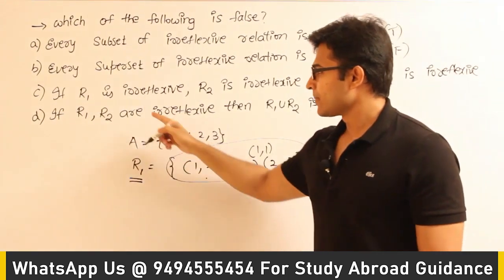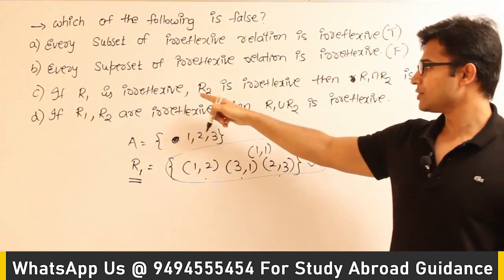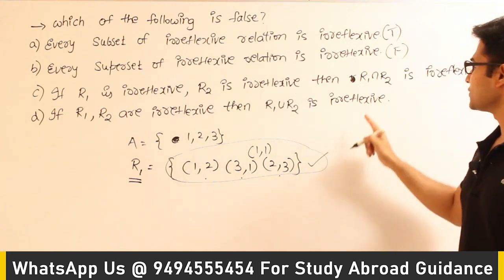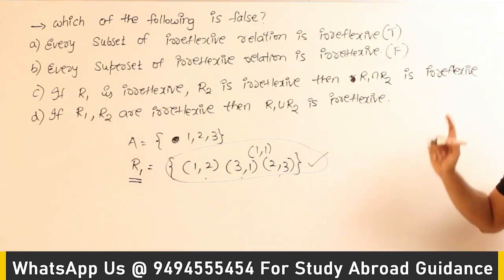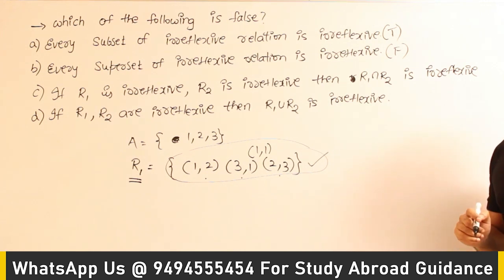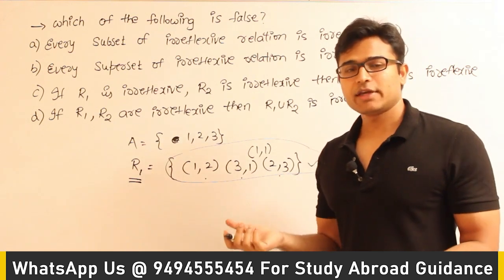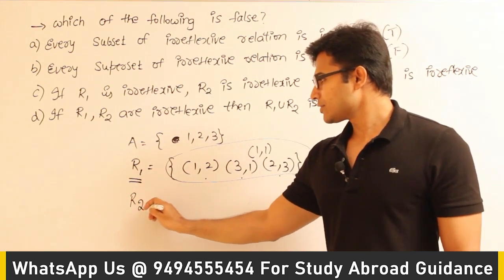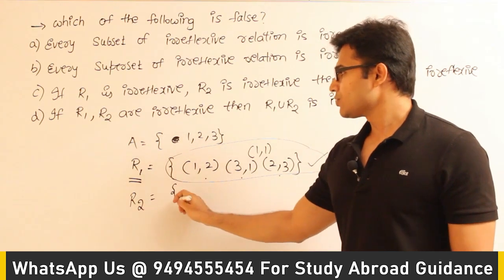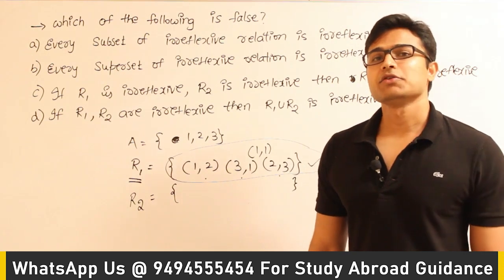And the next one is, if R1 is irreflexive and R2 is irreflexive, then R1 intersection R2 is irreflexive. So what is it that they are saying? We have two irreflexive sets. Now what can you say about intersection? So let us say R1 intersection R2, right? R2 is also some irreflexive set.